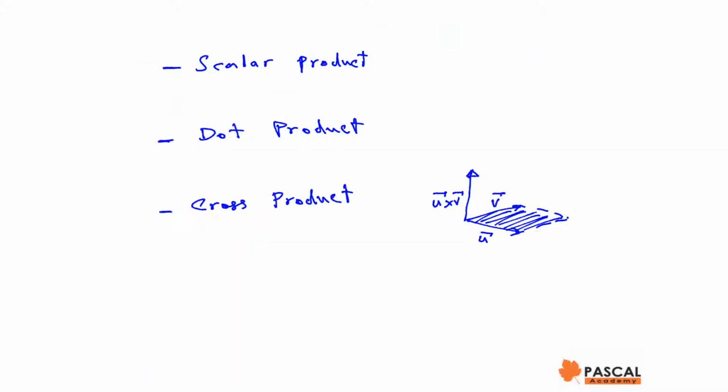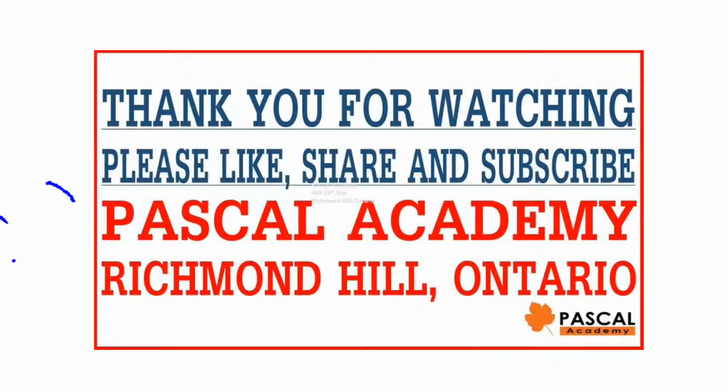Let's recap. In this lesson, we talked about the scalar product, when we multiply a number by a vector, which gives a vector. Dot product of two vectors is a number. Cross product of two vectors is a vector perpendicular to both vectors, and its size is the area of the parallelogram built on u and v, and its direction comes from the left-hand side rule. Thanks for watching.